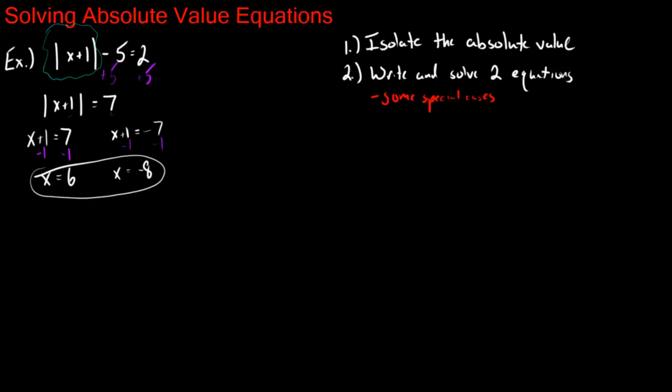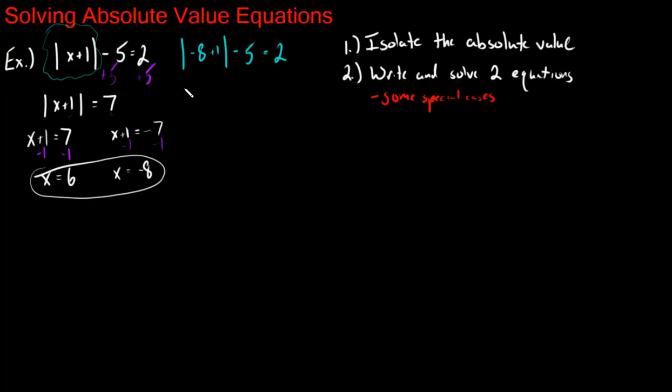Okay, so for example, let's say I wanted to double check, make sure negative 8 actually worked. I'm going to plug it back in and see if it works. Okay, so let's see if negative 8 works. The absolute value of x, well, I'm saying x is negative 8, plus 1, minus 5. And I want to make sure it's actually equal to 2.